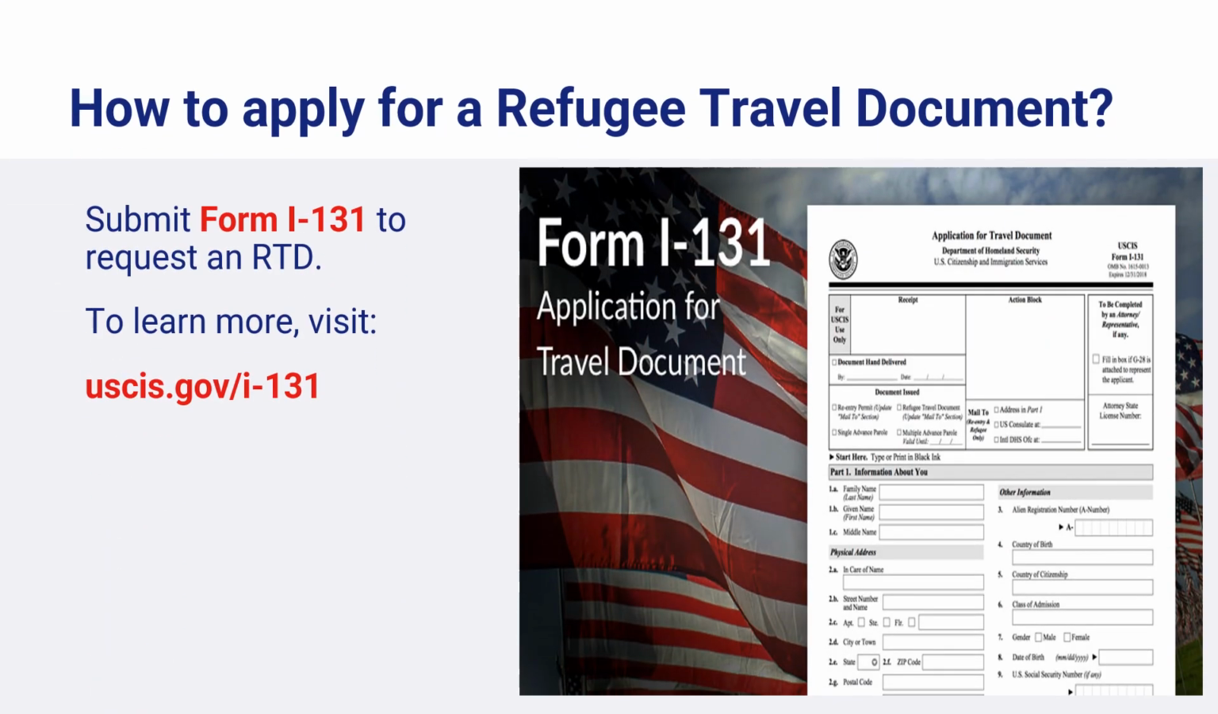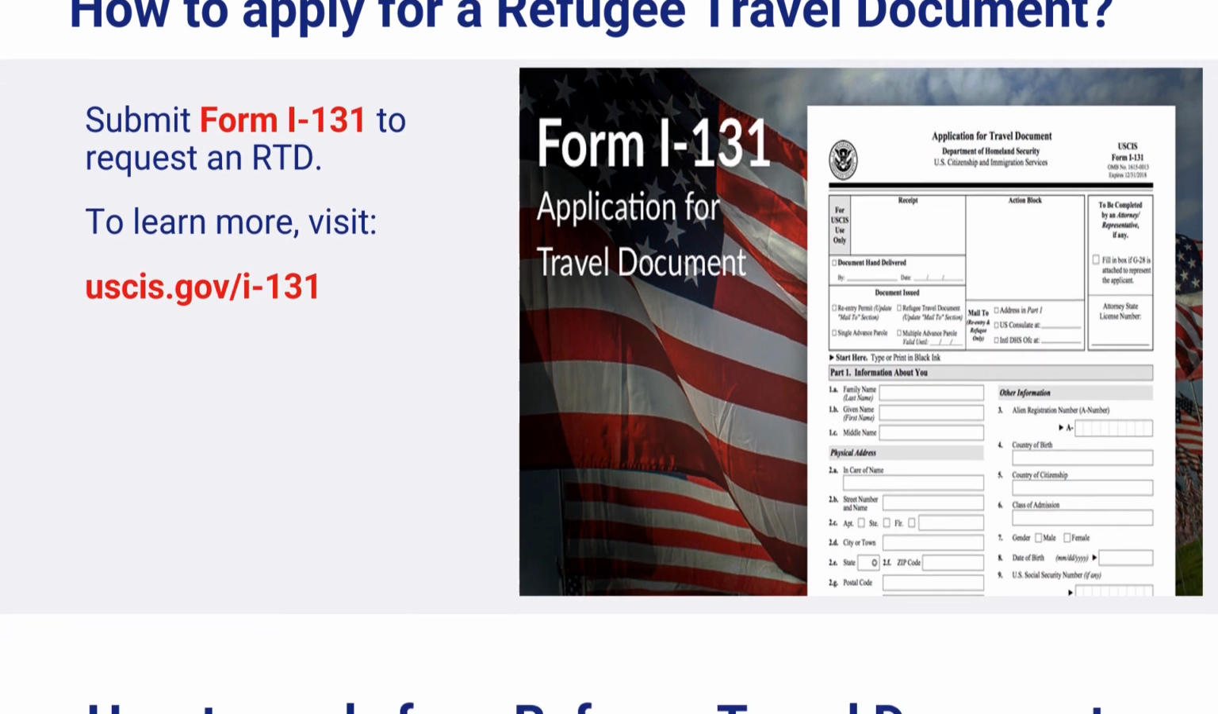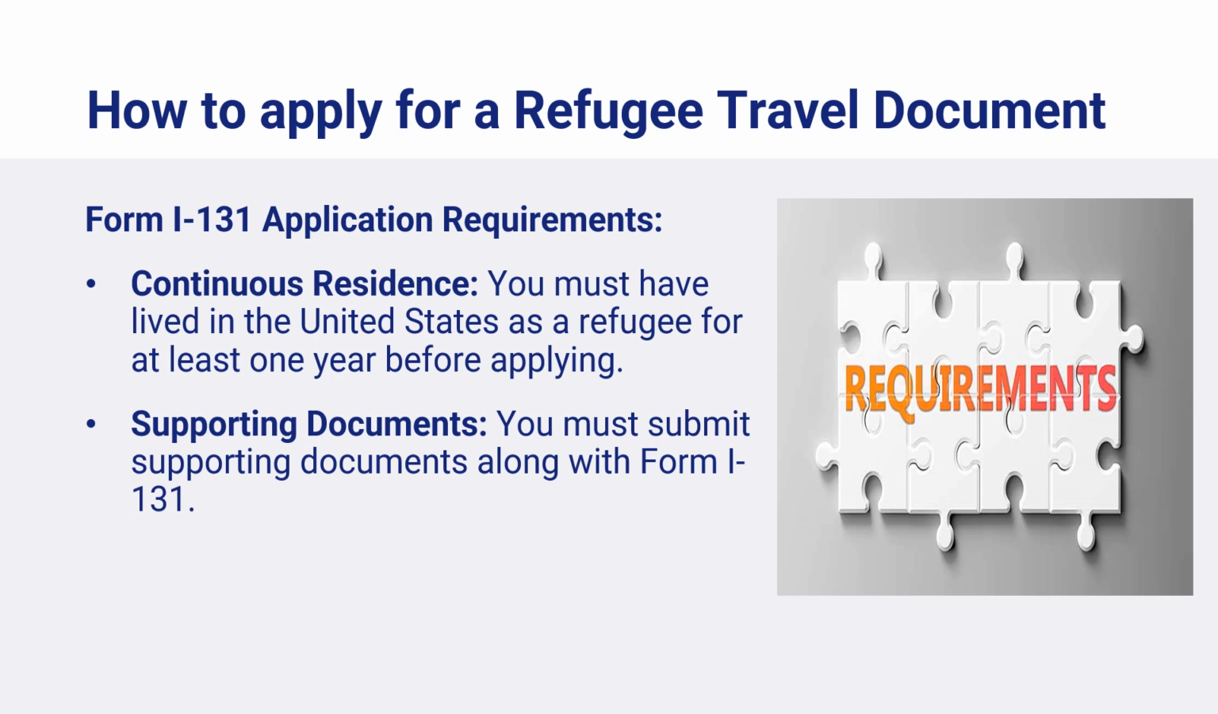To apply for a Refugee Travel Document, you must submit Form I-131. For more information visit uscis.gov/I-131. To apply for a Refugee Travel Document, you must meet some requirements. You must have lived in the United States as a refugee for at least 1 year before applying for a Refugee Travel Document, and must submit supporting documents along with Form I-131.